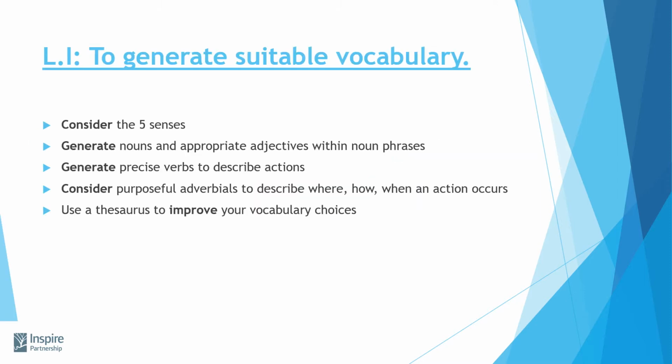We're going to continue with our book Stella by Starlight, and our learning intention today is to generate suitable vocabulary. We're going to consider your 5 senses. You're going to generate nouns and appropriate adjectives within noun phrases. You're going to generate precise verbs to describe actions, and consider purposeful adverbs to describe where, how, and when action may occur. We're also going to ask you to look at your words at the end of your writing and then choose some that you're going to go and edit with a thesaurus to improve your vocab choices.